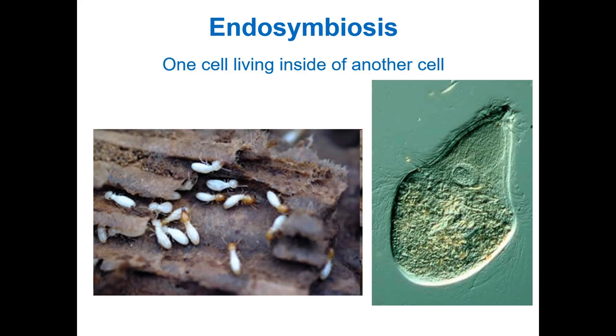So this little microscopic organism, it's a single cell, lives inside the gut of the termite. The termite will chew up wood and swallow it, and then that little organism will break it down. This is an organism known as Trichonympha. And if the termites didn't have that protist living in their guts, they would starve to death.